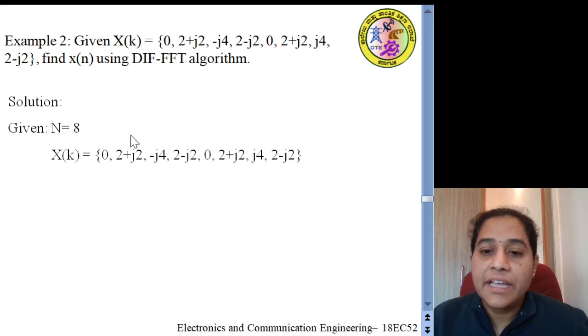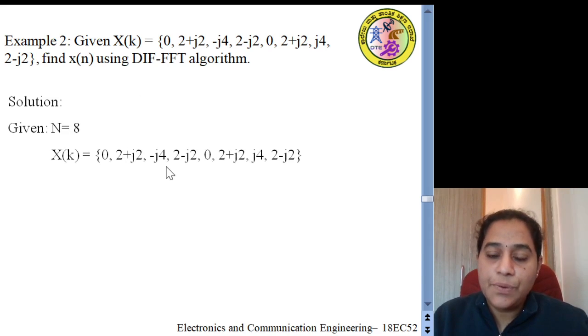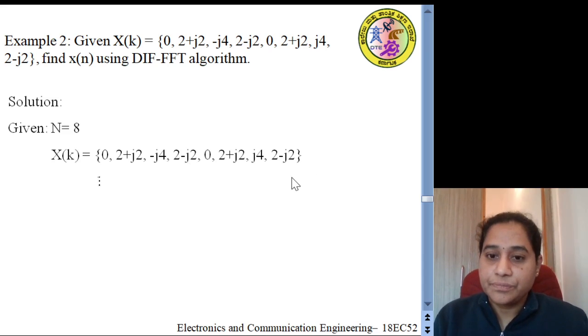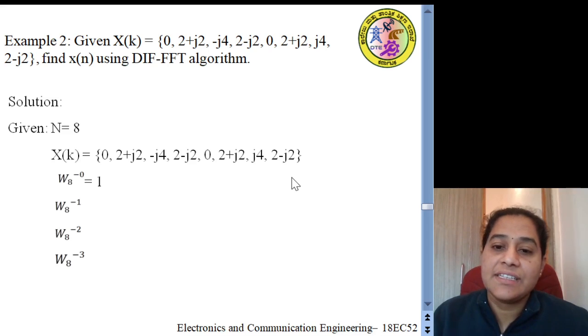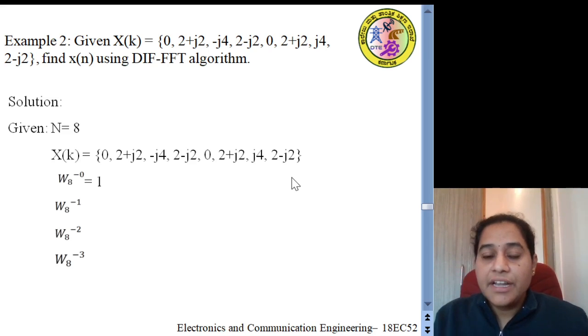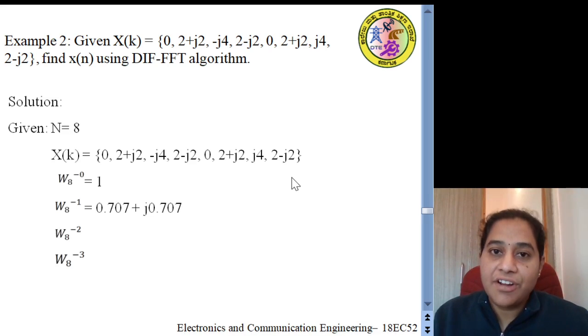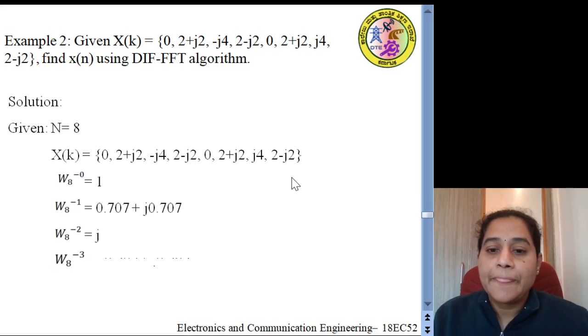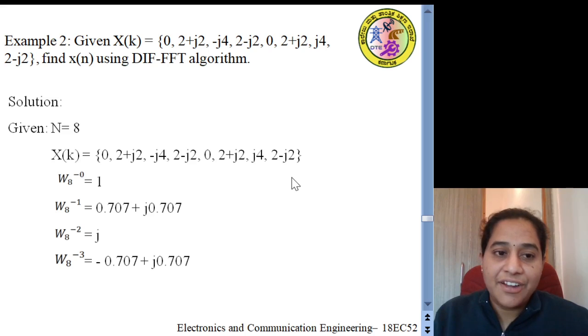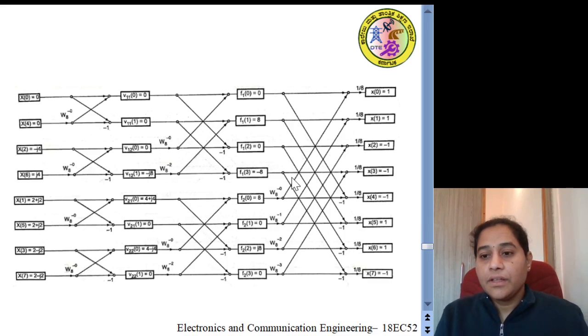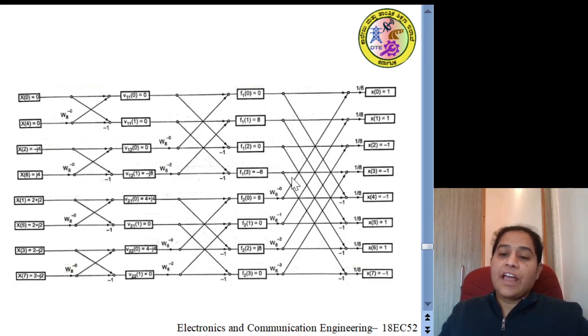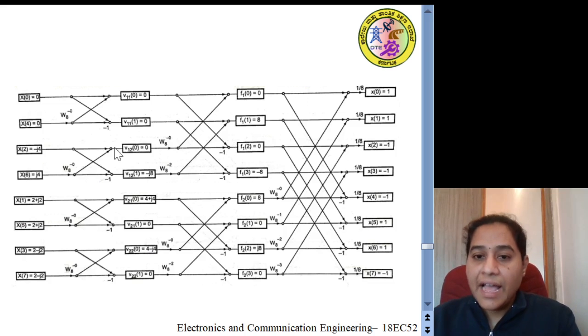So there are 8 samples in the given DFT, and the given DFT is X of k is equal to 0, 2 plus j2, minus j4, 2 minus j2, 0, 2 plus j2, j4, 2 minus j2. And the twiddle factors, W8 power minus 0 is 1, W8 power minus 1 is 0.707 plus j 0.707, W8 power minus 2 is plus j, W8 power minus 3 is minus 0.707 plus j 0.707. So, this is the complete flow graph with all the intermediate answers.